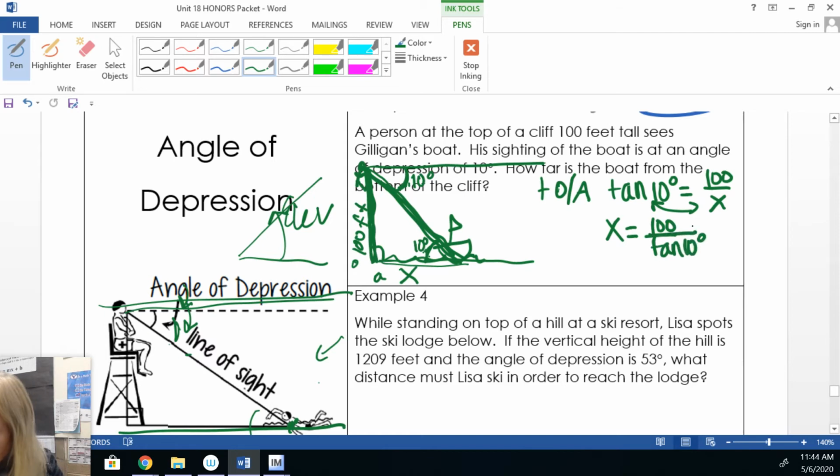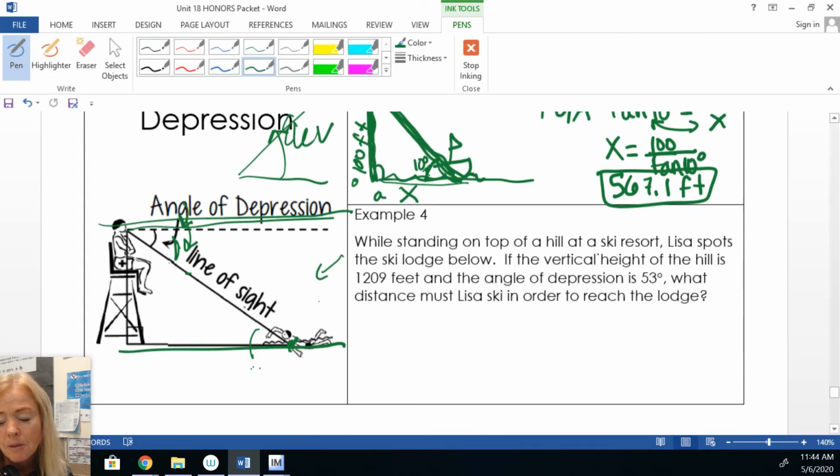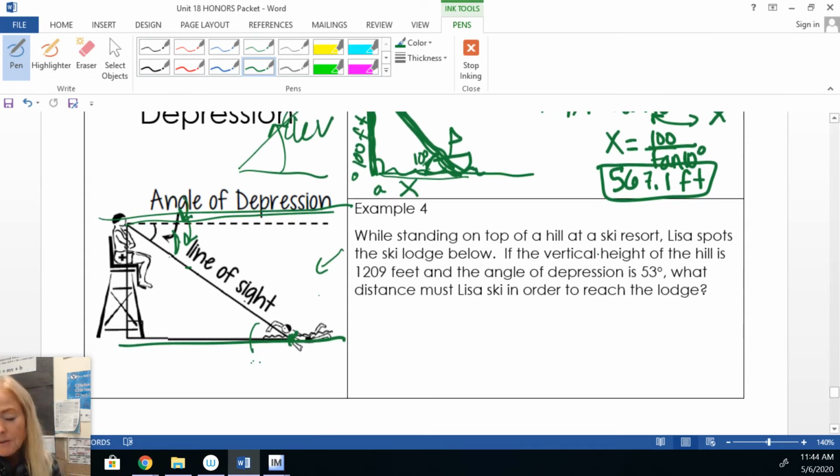All right, and that we are able to put in the calculator now that we can solve for x, and that is 567.1 feet. Look at the units in the problem. So 567.1 feet. Recall, once you draw the picture, the angle of depression is outside of the triangle. We use alternate interior angles to get that back inside of the triangle, and then set up the sides that we know and are looking for in order to come up with our tangent function to use to find the missing side.